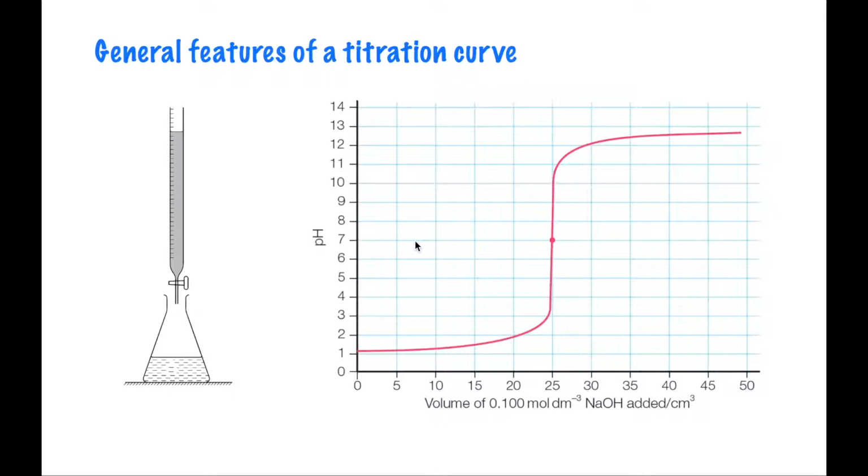In this video, let us look at the general features of a titration curve. A titration curve looks something like this, and it shows the change in pH as the titrant is being added to the conical flask. The solution in the burette is also known as your titrant, and the solution in the conical flask is known as your analyte.